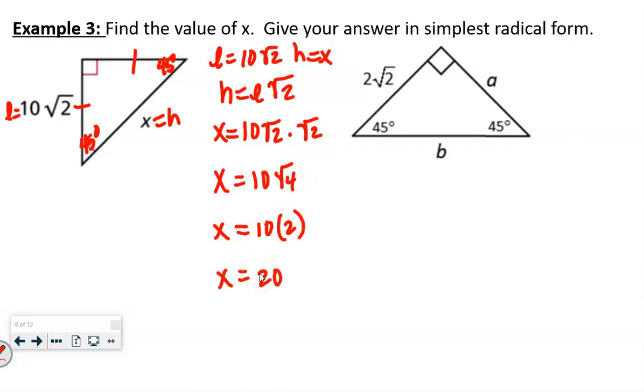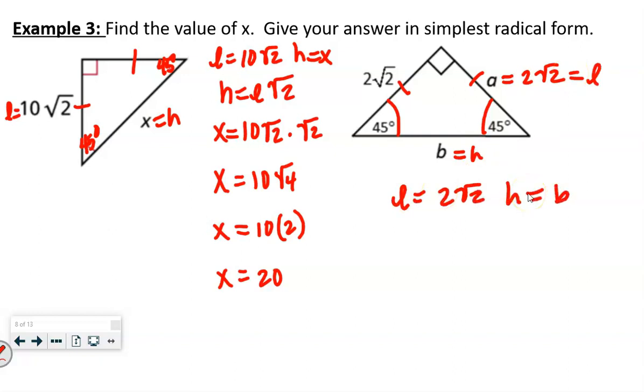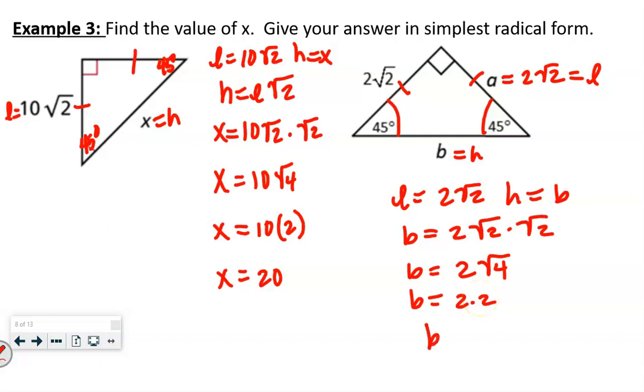Okay? So keep our labeling process going here. These angles are congruent, so those sides are congruent. That means a is going to be equal to 2 square root of 2. So we've already solved for a. And this is our h. We know that this is our L, right? So L is equal to 2 square root of 2. H is equal to b. So we're going to say b is equal to 2 square root of 2 times, again, the square root of 2. So b is going to be equal to 2 times the square root of 4. b is equal to 2 times 2. So b is equal to 4.